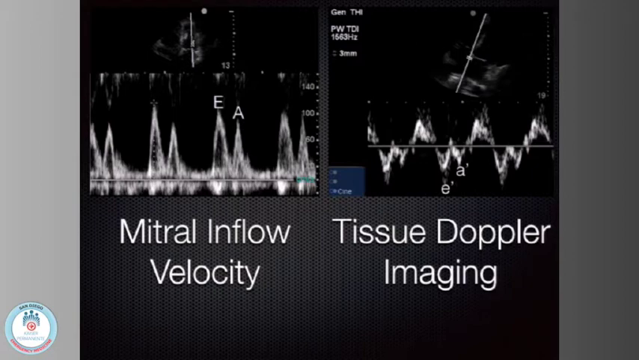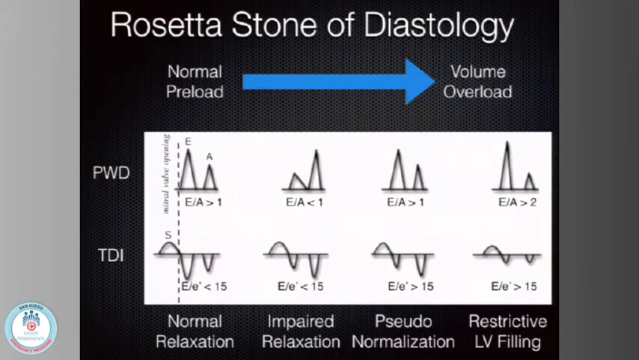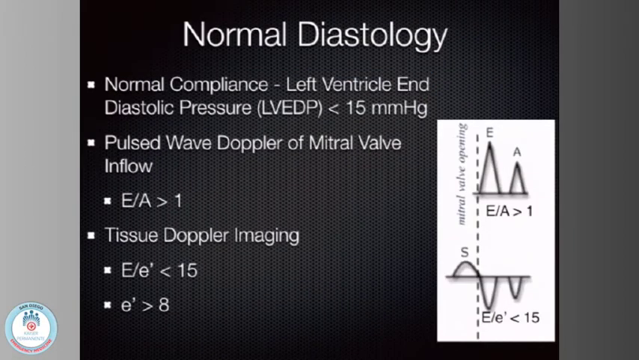E prime greater than A prime, E greater than A. Now, we can put all this together. This is where I'm going with this, okay? You can put all this together in this Rosetta Stone of diastology to see the level of diastolic failure. So you've got a spectrum here: normal relaxation, impaired relaxation, pseudo-normalization, and restrictive LV filling. That's where we're going, and I'm going to break it down for you on this whole spectrum.